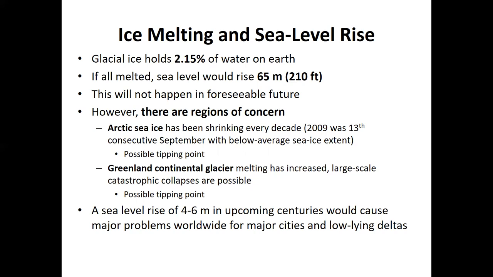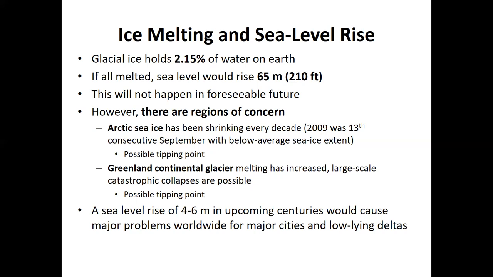A sea level rise of 4 to 6 meters in the upcoming century would cause major problems worldwide for major cities and low-lying deltas. We already see this in cities such as Miami, where if there is a large storm at high tide, the ocean washes up the sewer and the streets flood. So in Miami, they're already building the streets higher so that they are above sea level at high tide during a storm.